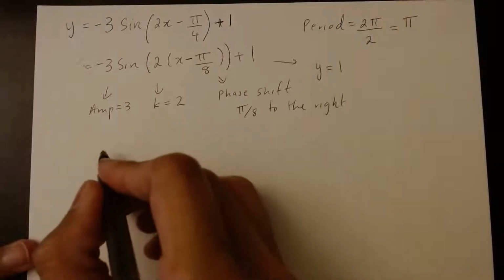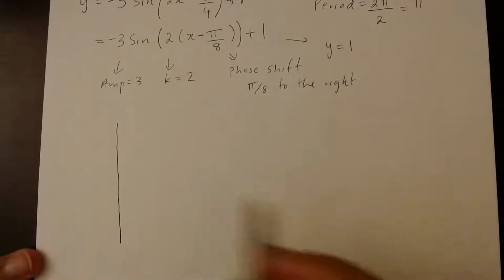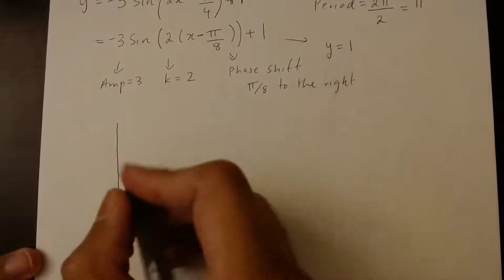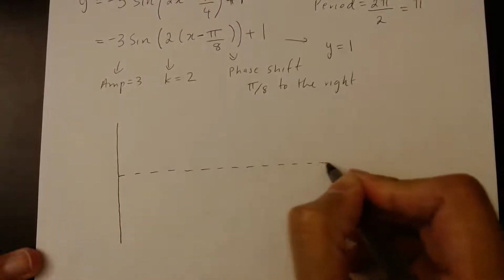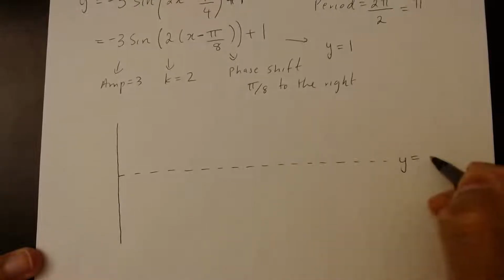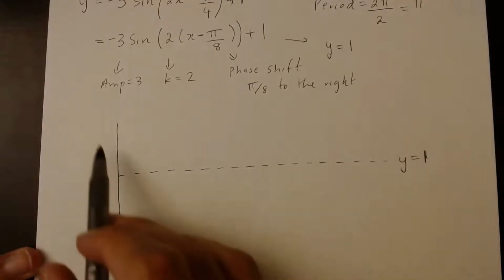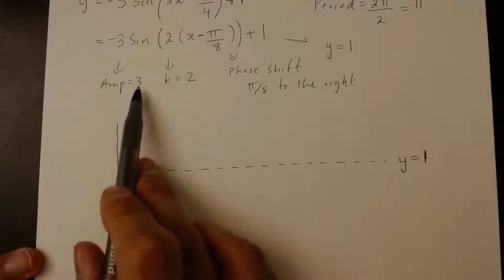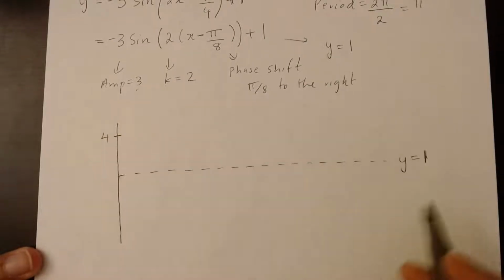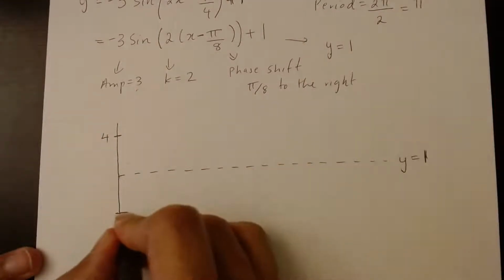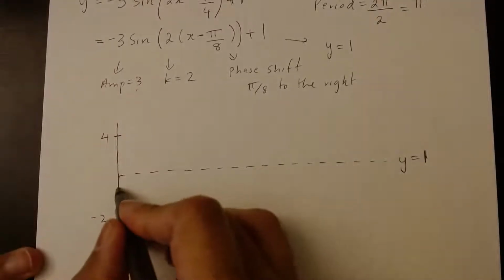So the first thing I always do with my sketch is I do my y-axis. And then the first thing I always draw is my equation of axis, which is y equals 1 in this case. Make it nice and wide so we can draw multiple periods if we want. Now, the next thing I label is my maximum and my minimum. So if my amplitude is 3, my maximum is 1 plus 3, which is 4. And my minimum is 1 minus 3, which is negative 2. I can draw my x-axis next, which is over here.